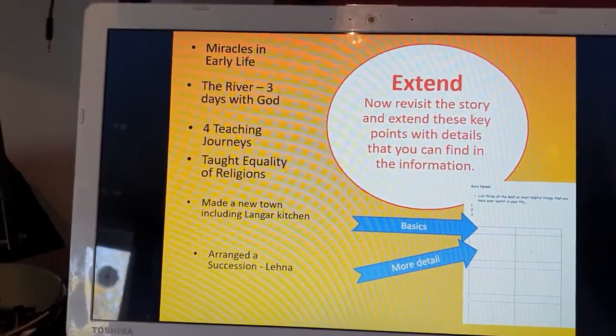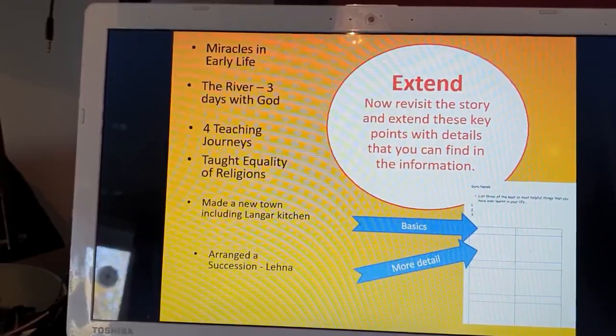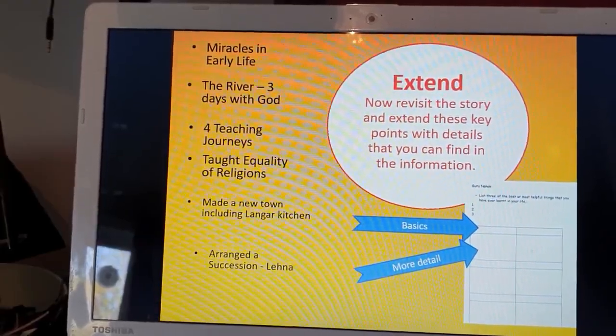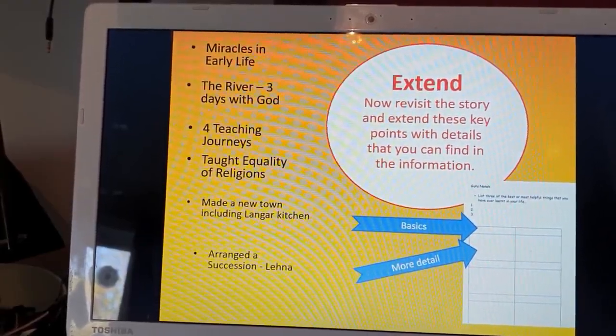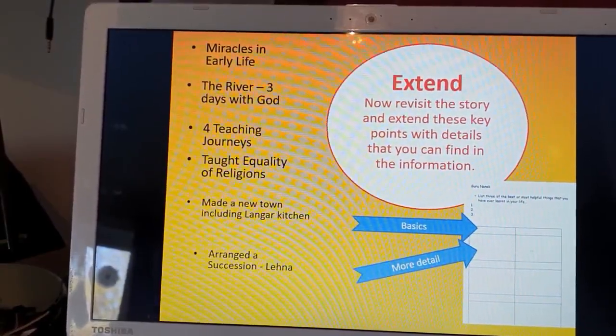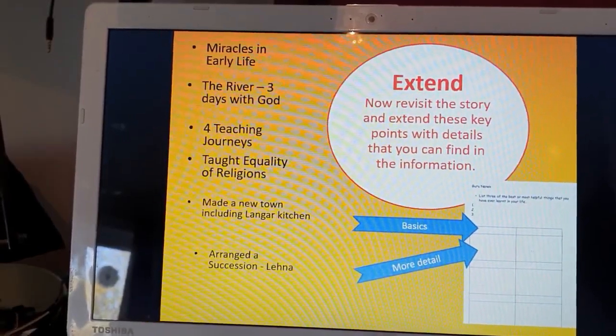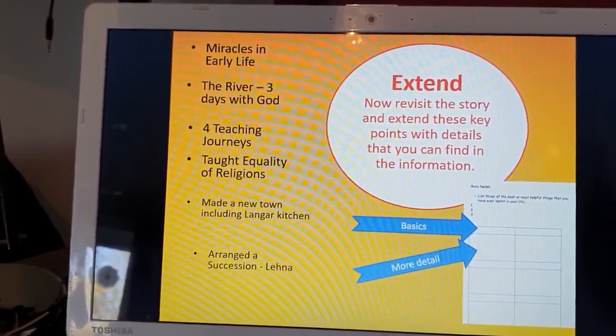The 4 teaching journeys are really important as well. The fact that he taught equality of religions and also helped poverty by giving everybody food at the langar kitchen that he made. And then arranging a successor to carry on teaching what he'd learnt when he met God.